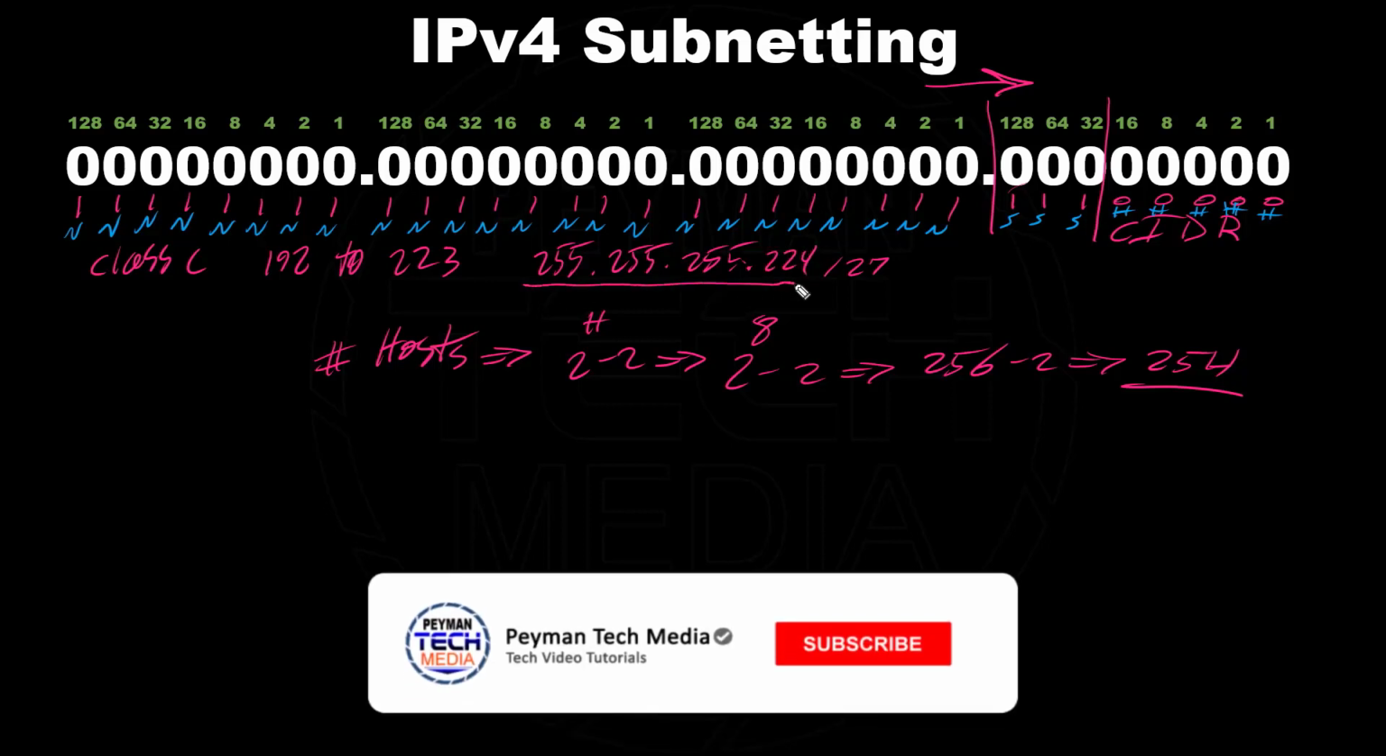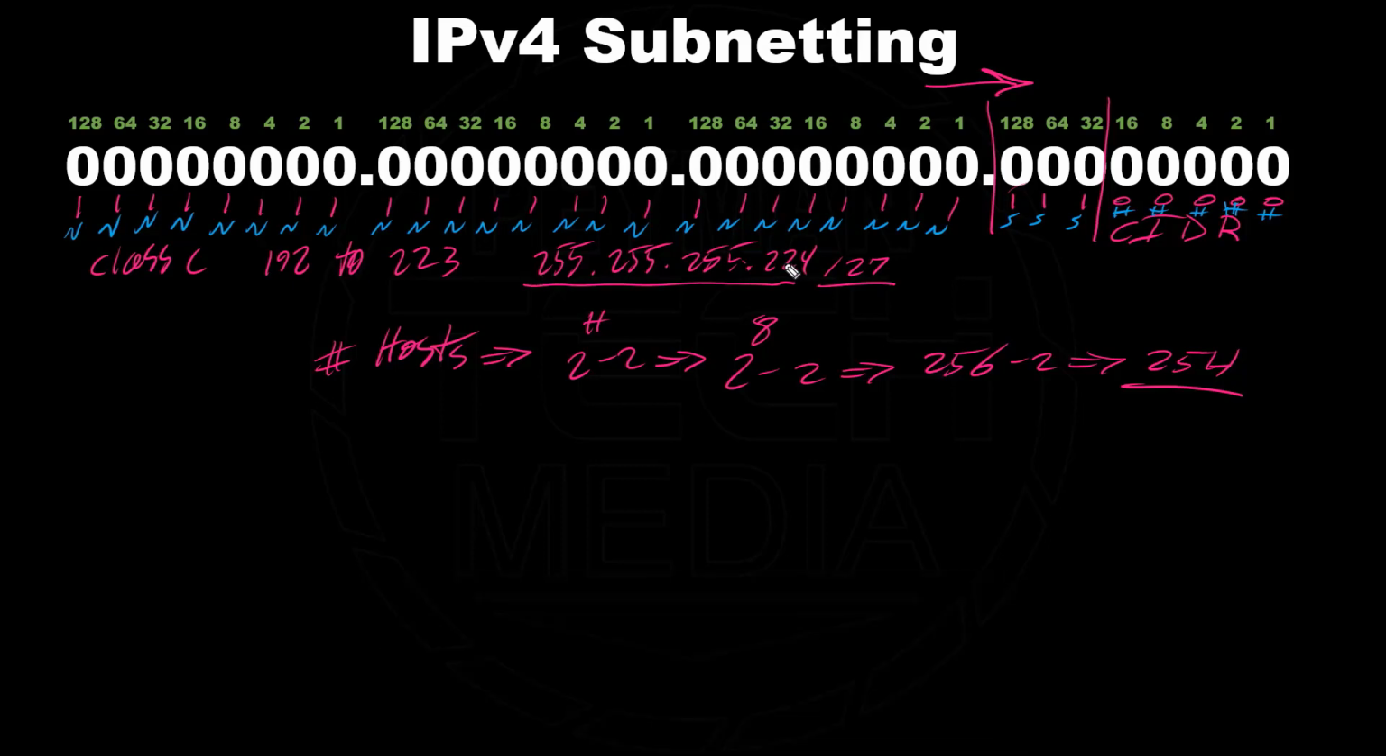So this is our new subnet mask based on this CIDR notation. And we know this subnet mask is not the default subnet mask for Class C, because the default subnet mask for Class C, you guys already know, is 255.255.255.0, not 255.255.255.224. So this 224 means 3 bits borrowed on the last octet.